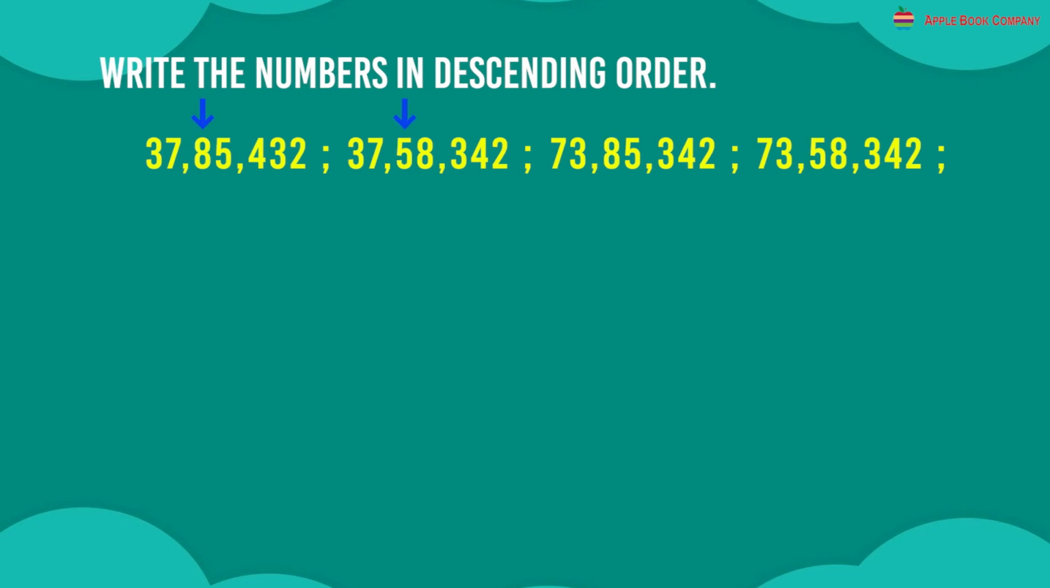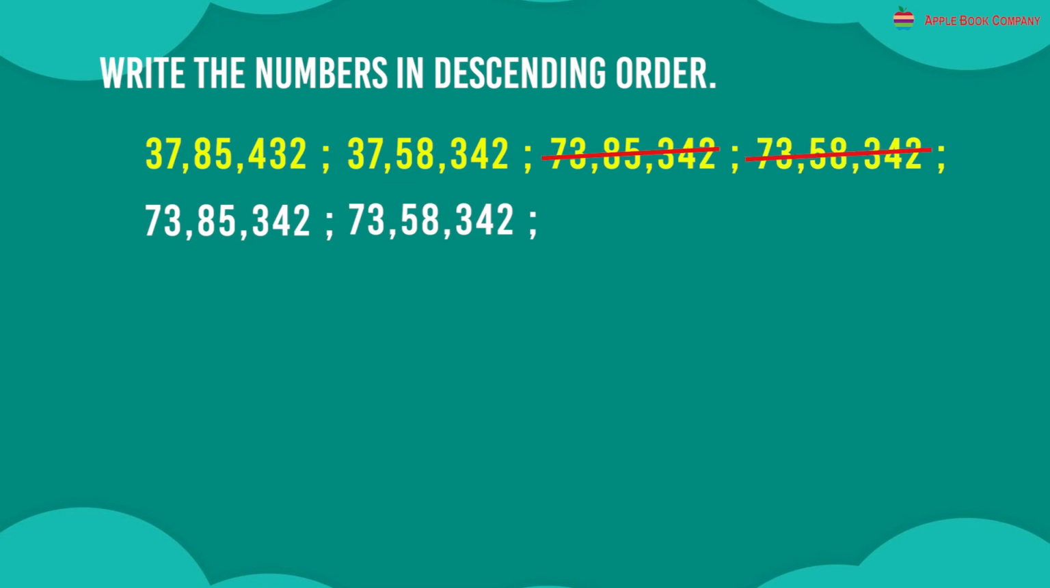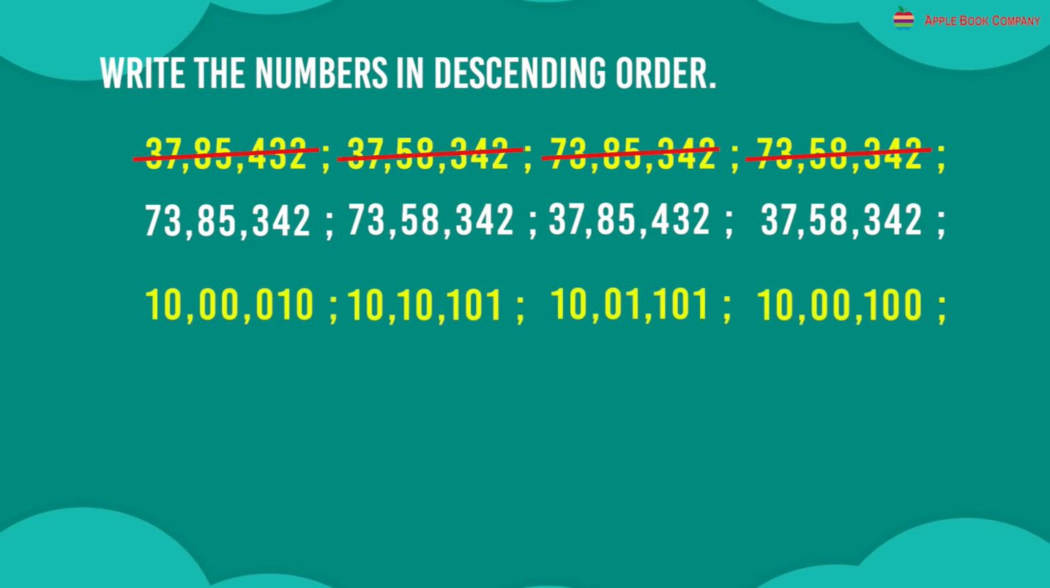Since 8 is greater than 5, the first number in the sequence is 73,85,342 and the next number is 73,58,342. In the remaining two numbers, the third number is 8 and 5. Since 8 is greater than 5, the number will be 37,85,432 and 37,58,342.